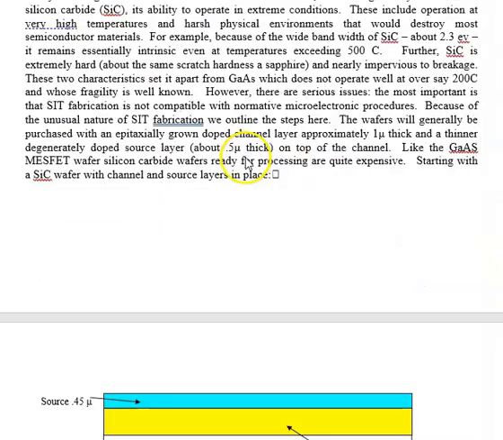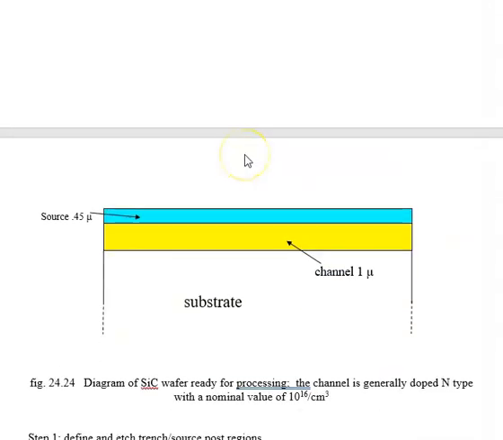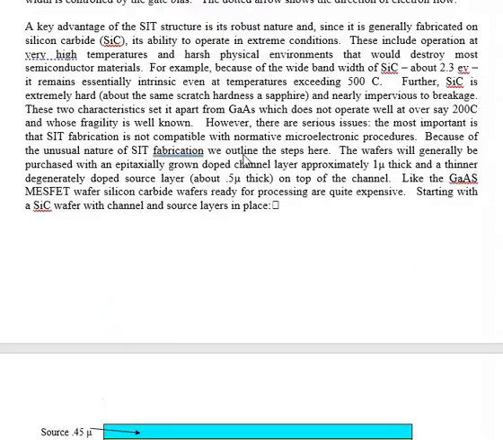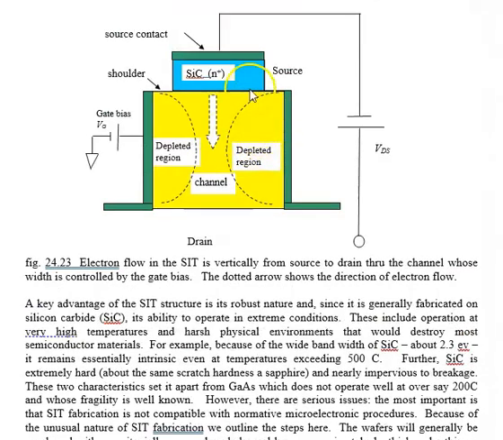Now let's take a look at that a little bit more in detail. Actually, we can write up here. This distance here, the channel region in the gallium arsenide MESFET, was maybe 1,000 or 2,000 angstroms, 0.1, 0.2 microns. In a SIT, it is over 1 micron, and the source region here in turquoise is on the order of a half a micron or so.